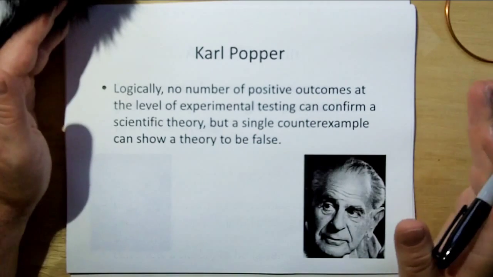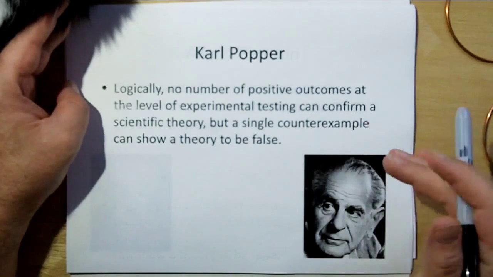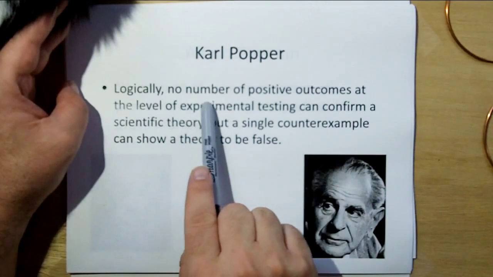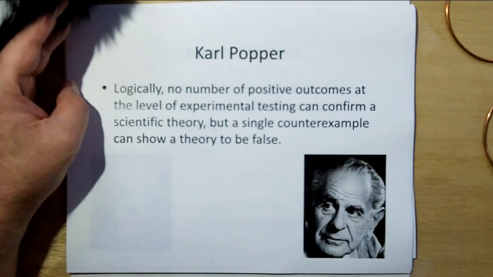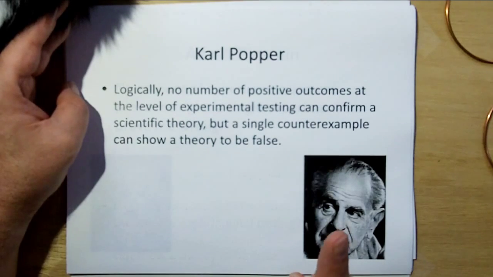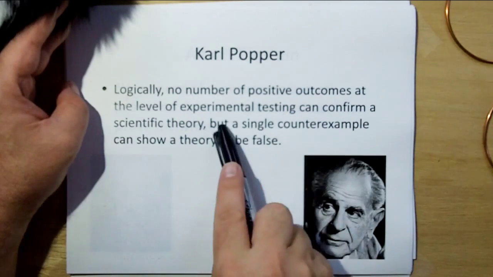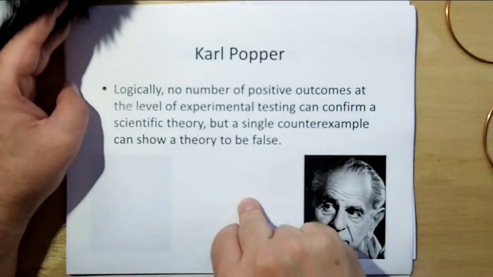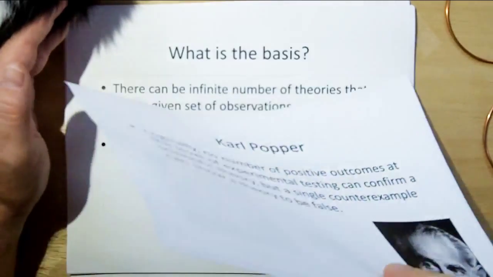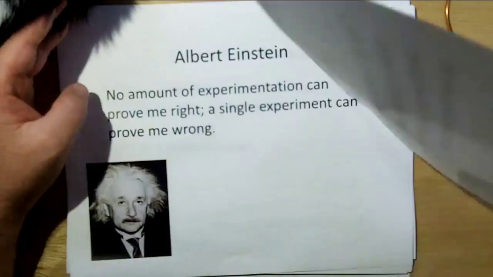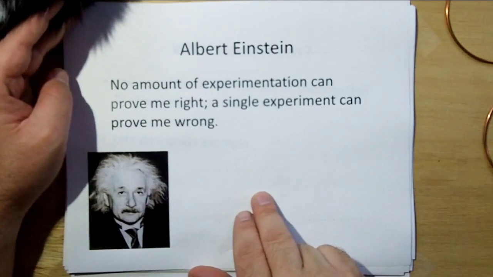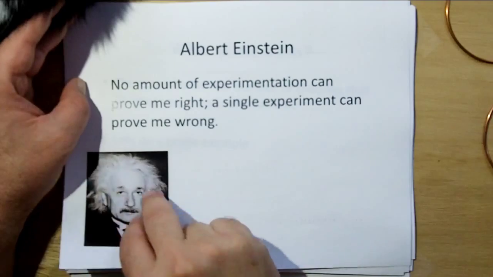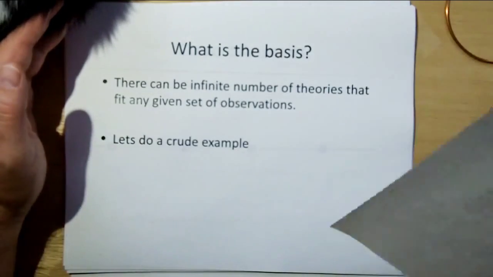Rules of Acquisition 1 and 2 are based on Karl Popper's quote, which is: logically, no number of positive outcomes at the level of experimental testing can confirm a scientific theory, but a single counterexample can show a theory to be false. This is Rule of Acquisition 2. And Einstein said the same thing about relativity. No amount of experimentation can prove me right; a single experiment can prove me wrong. You only have to find one counterexample to prove a theory wrong.